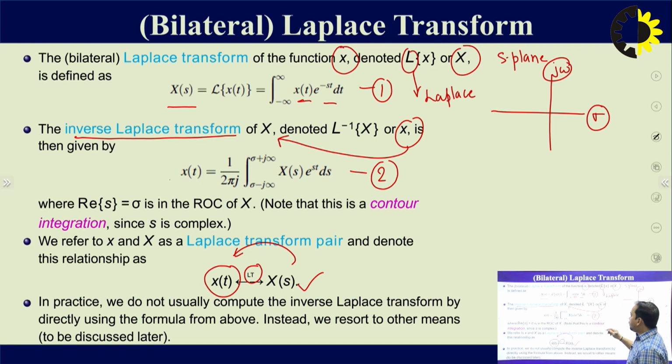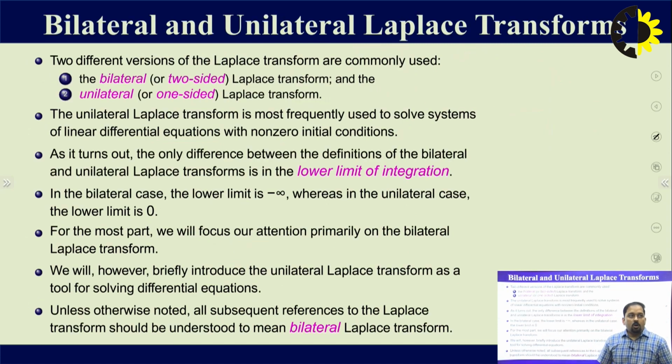As I was telling you, generally we don't use this equation number 2 to calculate the inverse Laplace transform. We have some other methods like the partial fraction technique. We'll discuss later on how we'll use this particular technique to solve the inverse Laplace transform. Bilateral here means we have the limits from minus infinity to infinity, both sides. Now we'll see what the differences are between the bilateral and the unilateral Laplace transform.